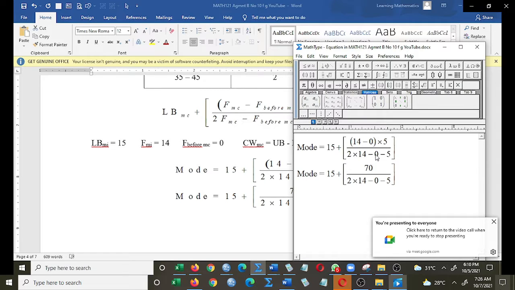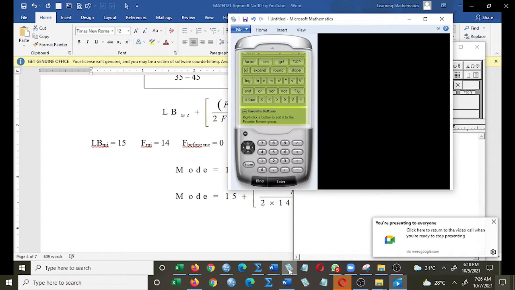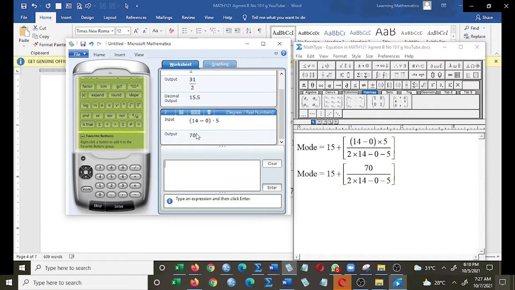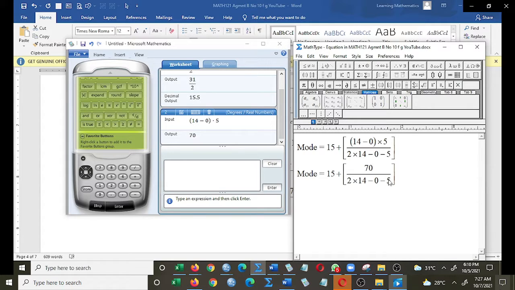So here it is. 14 minus 0 is 14. 14 times 5 is 70. Or you can do this straight off in your calculator: open bracket, 14 minus 0, close your bracket and multiply by 5, as it is written, press equal, 70. The denominator, can anybody tell me what number should I put for the denominator? Please try it out. Don't just copy from the board or from what I'm typing. Ensure that you can actually do it.